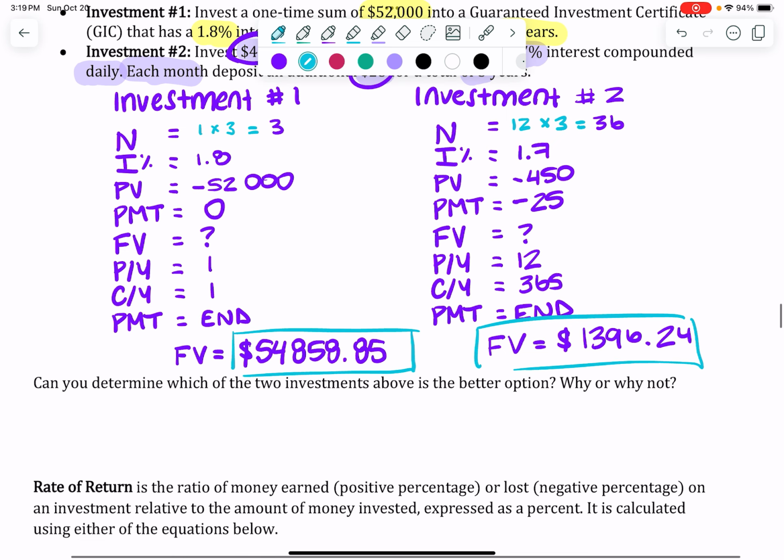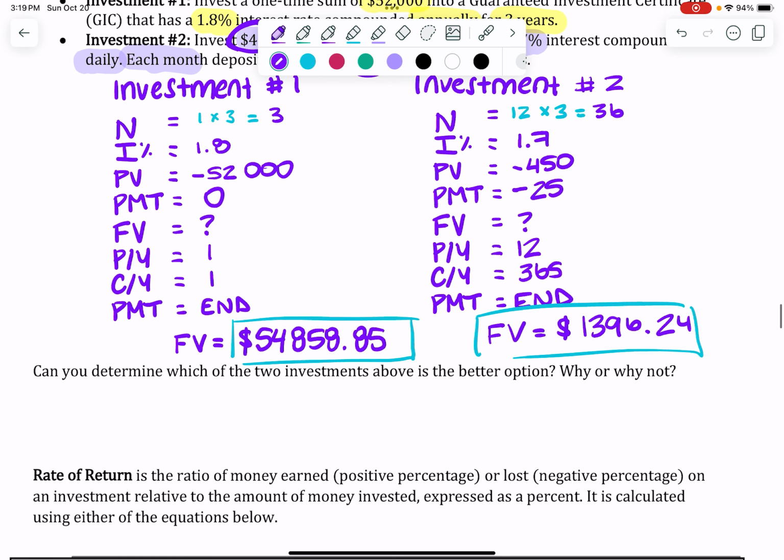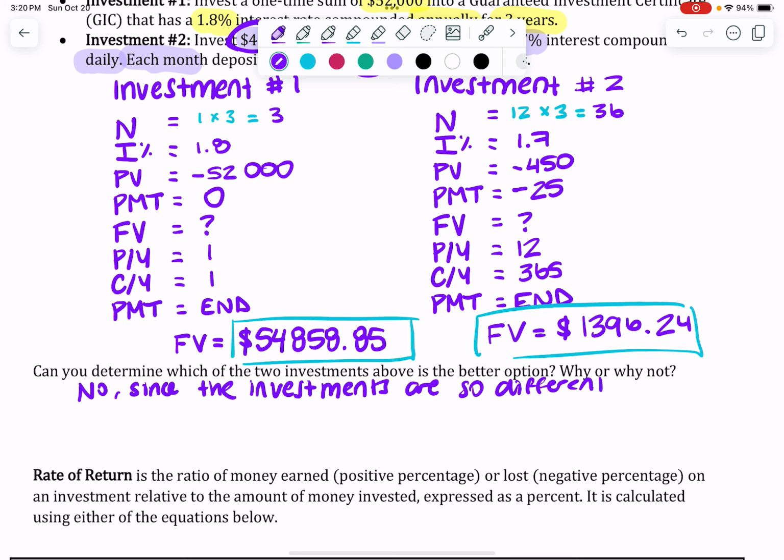Now, because there's so many differences going on here, we actually can't look at these investments and say with confidence which option's going to be better. So, no. Since the investments are so different, right, we talk about they're different interest rates, they're different compounding periods, they're different deposit frequencies, right? There's a lot going on. It's hard to make a judgment call.